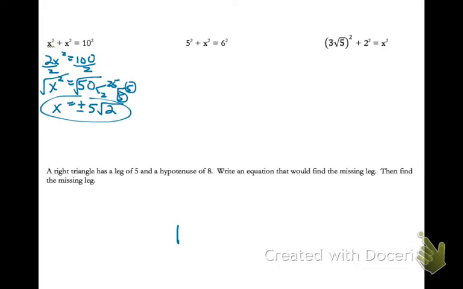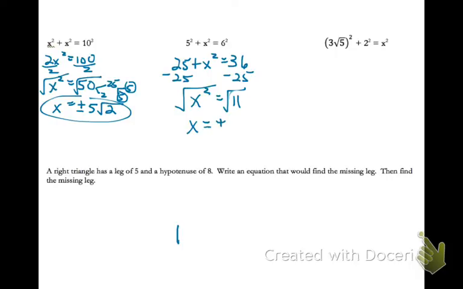On our next problem, we've got 5 squared, which is 25, plus x squared equals 6 squared, which is 36. Subtract 25 from both sides, so x squared equals 9. Take the square root of both sides. I'm sorry, that is not quite right. That equals 11. There we go. Take the square root of both sides, so x equals, we can't simplify the square root of 11, so we will simply leave it in square root form and have the plus or minus case.